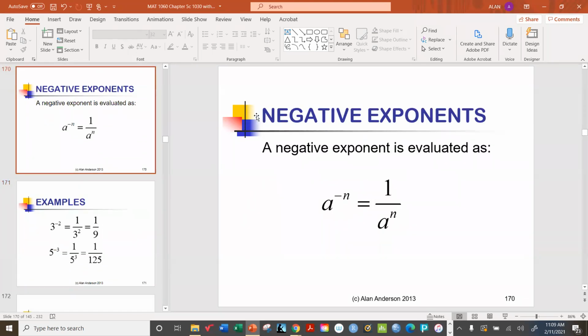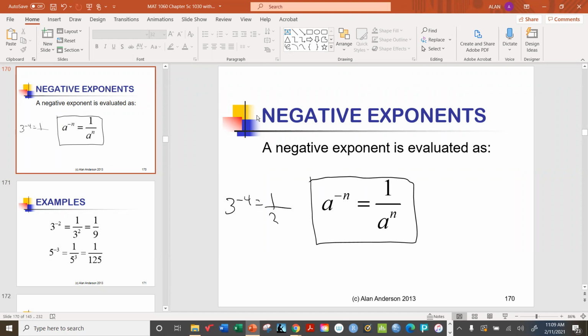Now, negative exponents. This is something I've noticed over the years, that a lot of people are confused about what a negative exponent actually means. It has nothing to do with negative numbers. It's just a notation that means you're taking the inverse of the positive value. In other words, a to the minus n is defined to mean 1 over a to the positive n. So, for example, 3 to the minus 4 equals 1 over 3 to the positive 4. That's what it means: 1 over the base raised to the positive exponent.